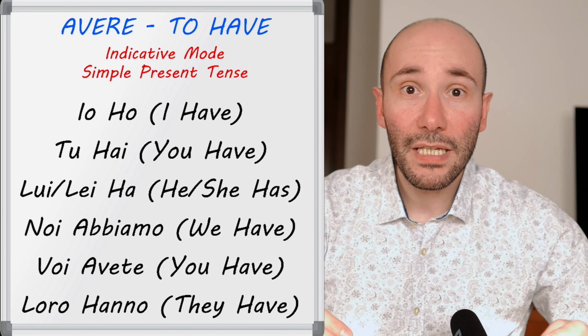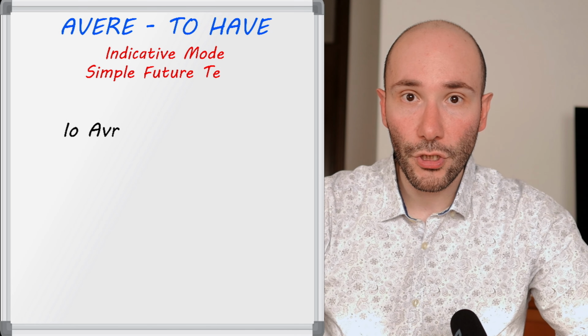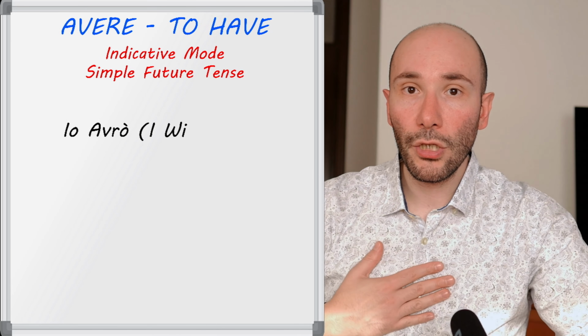So, simple past. Io ebbi, tu avesti, lui, lei ebbe, noi avemmo, voi aveste, loro ebbero. And then, simple future. Io avrò, tu avrai, lui, lei avrà, noi avremo, voi avrete, loro avranno.